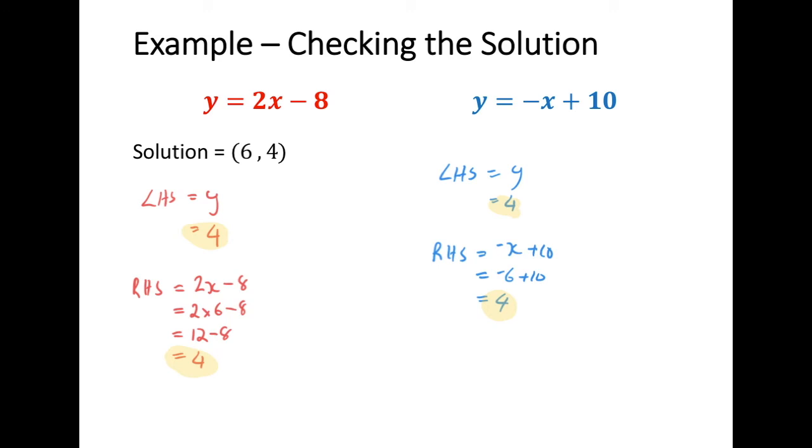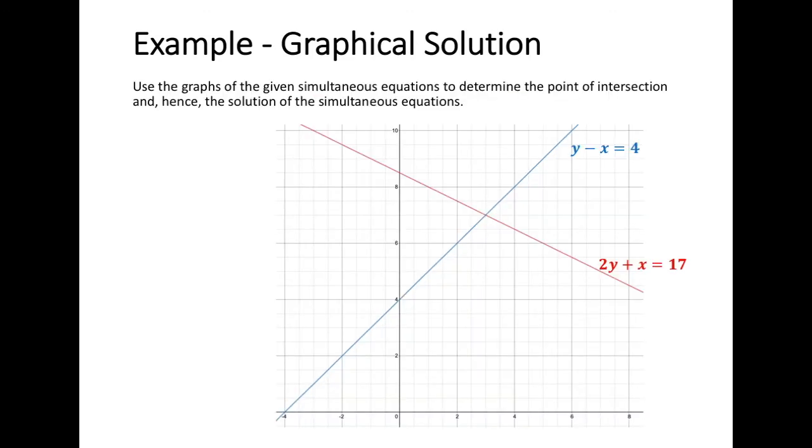Let's have a look at a second example. In the second example, my first line, my red line, is 2y plus x is equal to 17. My blue line, my second line, is y minus x is equal to 4. Having a look to see where those two lines intersect, and then using that to work out what my solution is going to be.